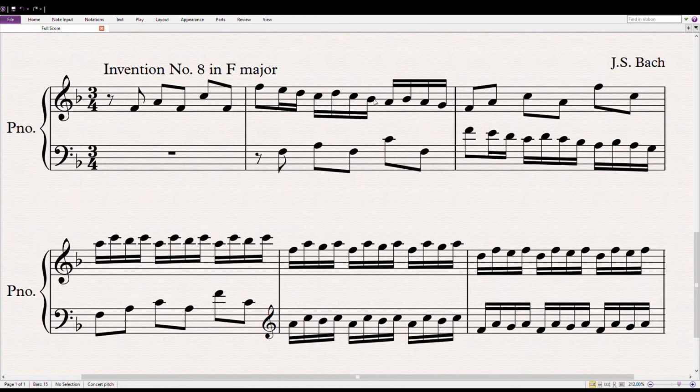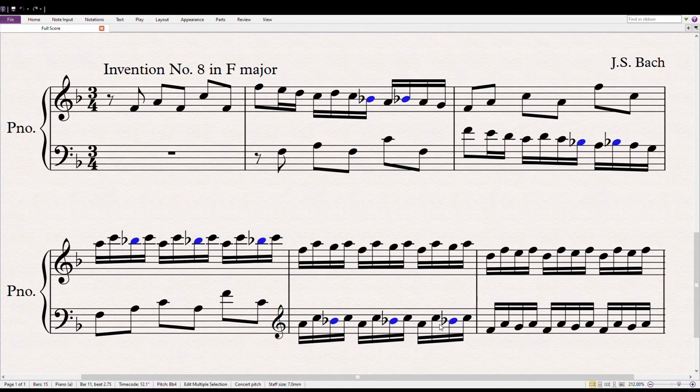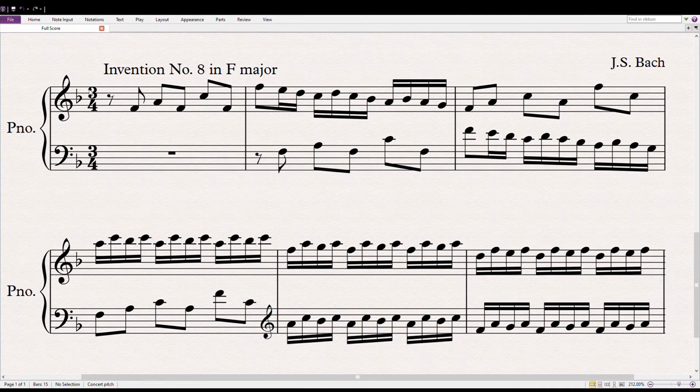So that actually saves us from having to write in a B flat every single time we have a B, right? The music would look pretty cluttered if we had all of these notes with a flat on them. You see what I mean? This key signature saves us from having to do that.